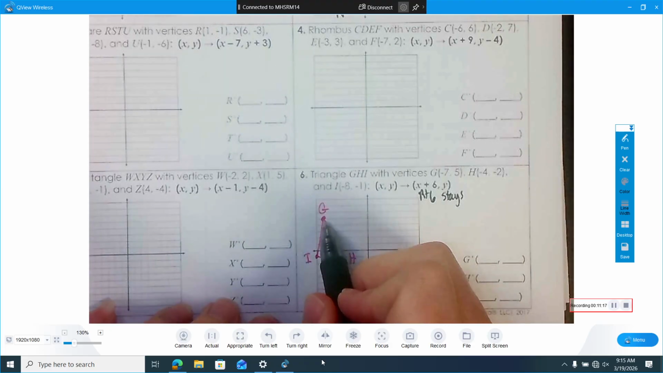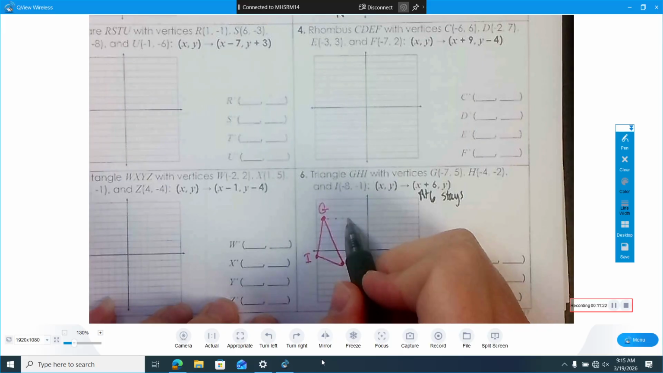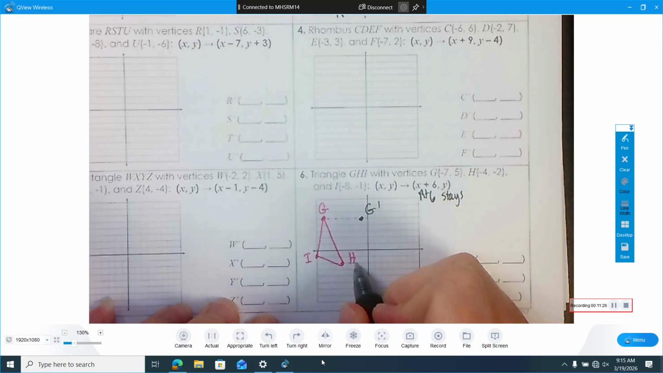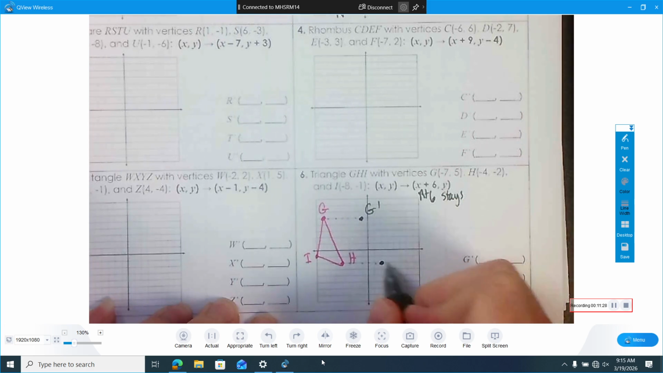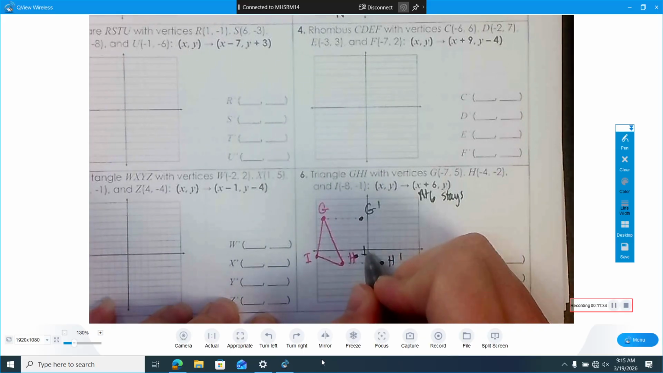So I'm just going to take each of these points and just go right 6. 1, 2, 3, 4, 5, 6. So there is G prime. 1, 2, 3, 4, 5, 6. There's H prime and I. 1, 2, 3, 4, 5, 6. So all we're doing is counting.